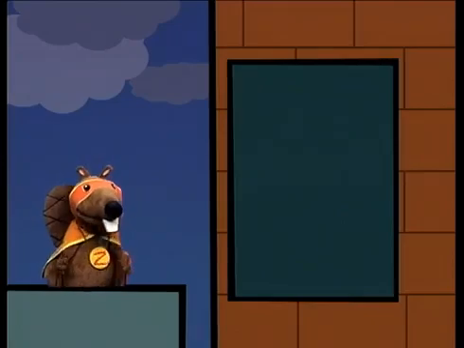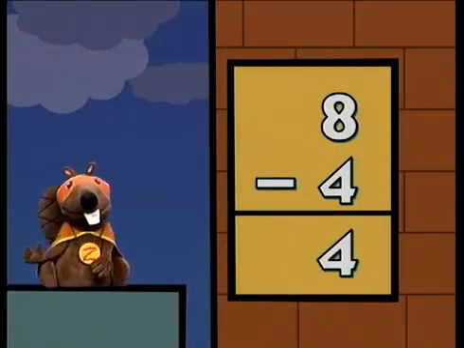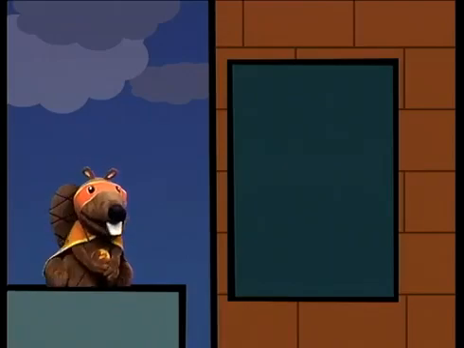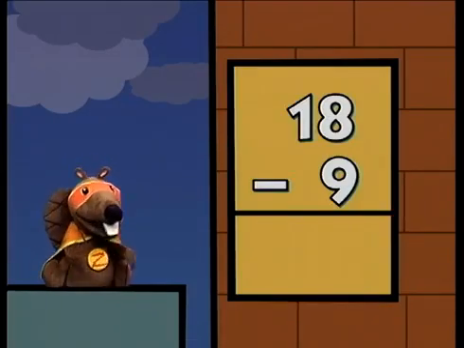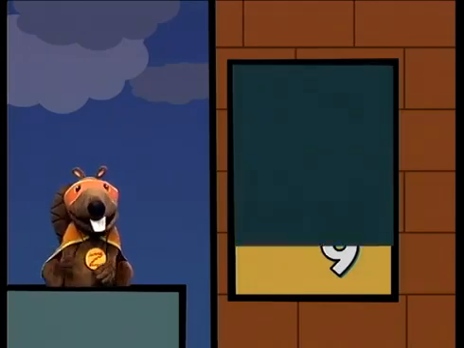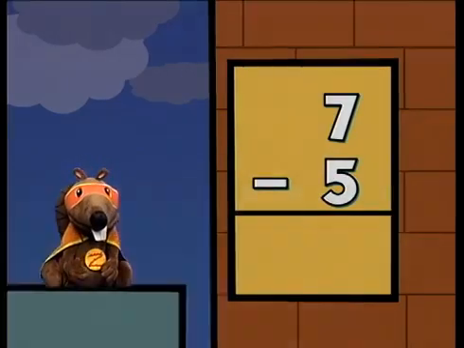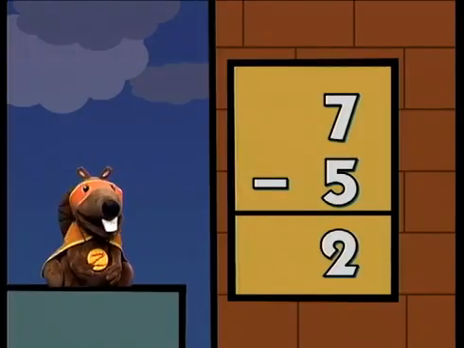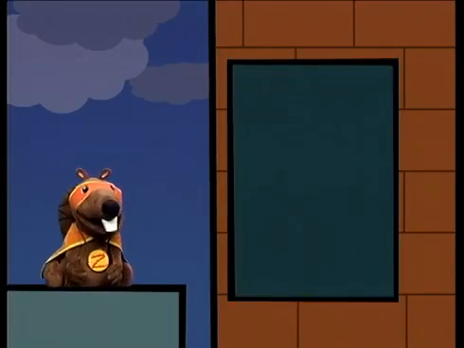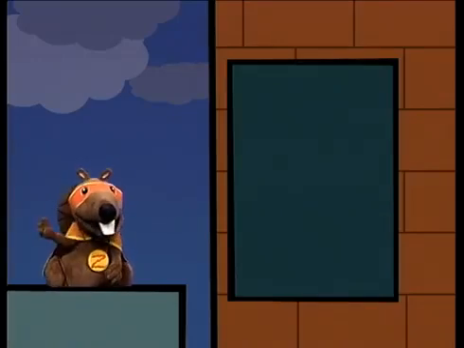This next one should be no problem. 8 minus 4, chop it in half, 4. Here's another one you can bite in half. 18 minus 9 equals 9. Okay, sink your teeth into this last one. 7 minus 5 equals 2. Super fantastical. You chewed right through those problems in no time. We're zoomerific.